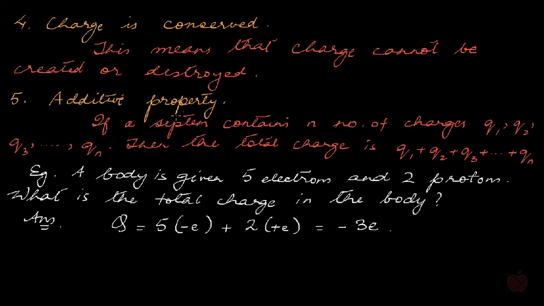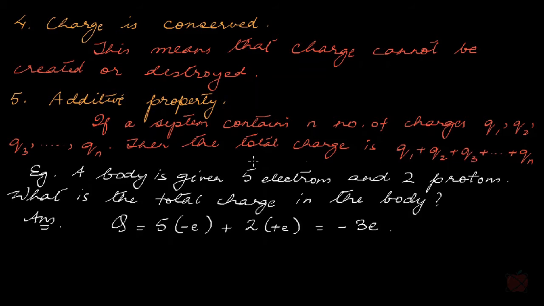Number 5, additive property. Now what does this mean, additive property? If a system contains n number of charges, let's say q1, q2, q3 till qn, then the total charge is just the algebraic sum of all the charges. Now what do we mean by algebraic sum? Algebraic sum means we add all those charges, taking into account the positive or negative sign, the plus or minus sign.